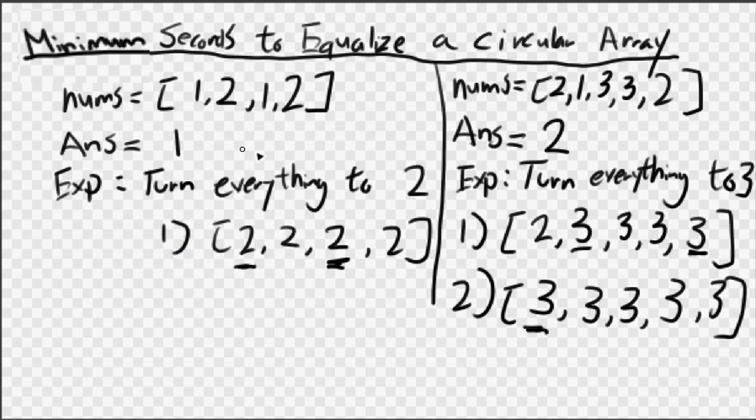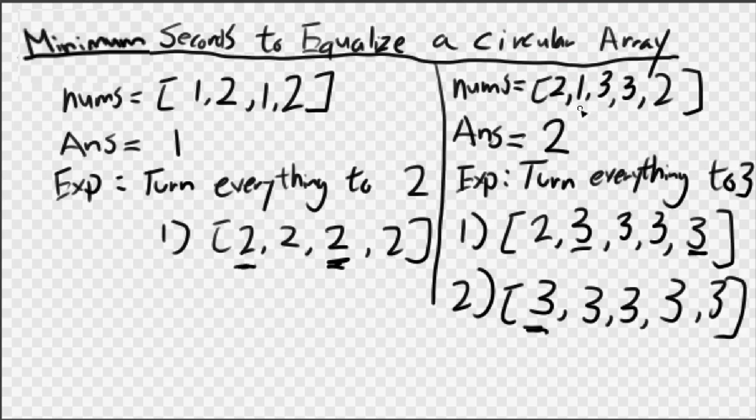For the first second, these 2 will become these 2. Basically, we are changing the 1 to 2. And this 1 can change to this 2 as well. That's why in 1 second we can make the whole array become 2.